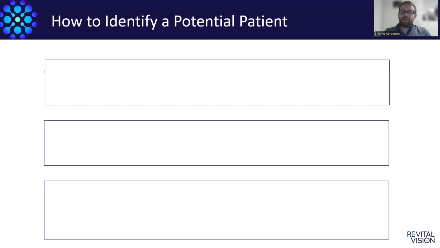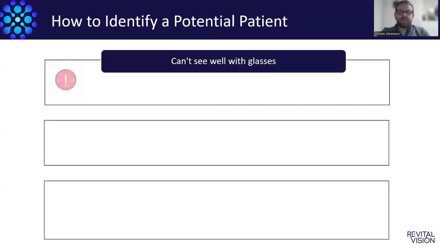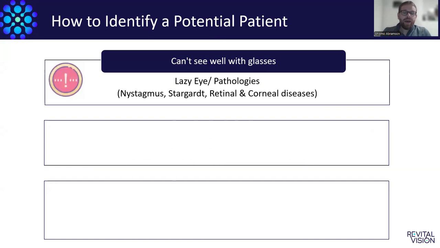Now, how to identify a potential candidate for the program? Revital Vision is suitable for three types of patients. The first, patients who can see well with glasses. This includes patients with amblyopia and other pathologies like nystagmus, retinal, and corneal diseases.